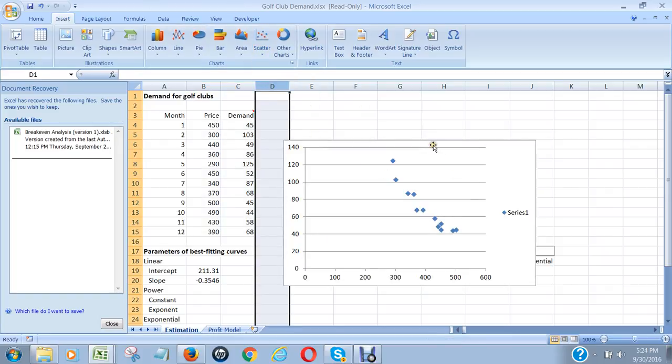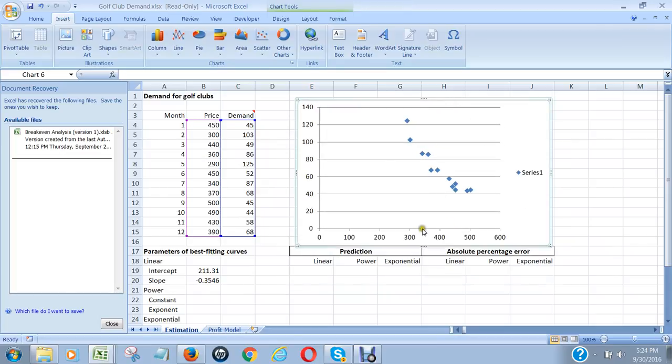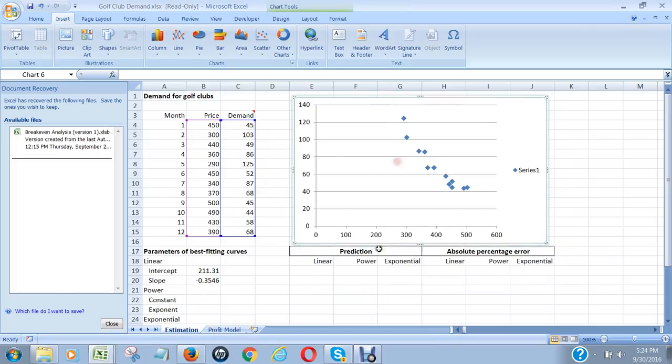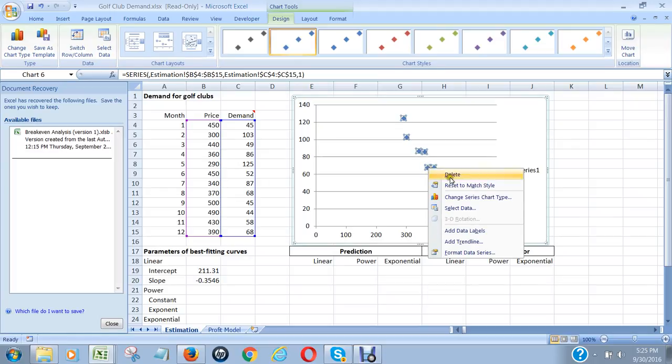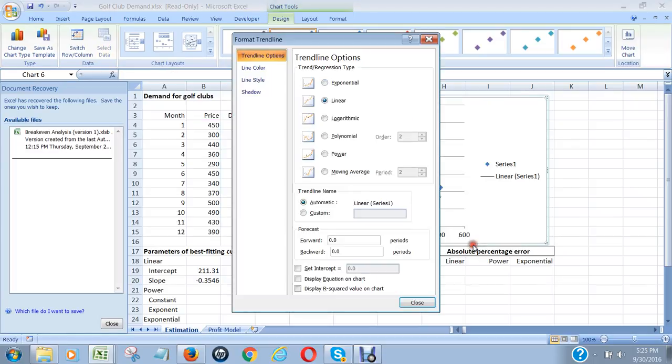and see what it's done here. It's created a graph of along here is price, and along here is demand. I'm not going to label the axes. You can do that on your own. And then the next thing we want to do is add a trend line to this. You select the data, right click, and then go to add trend line right here. We're going to do this 3 times. The first time will be linear, the next time will be power, and the last one will be exponential.